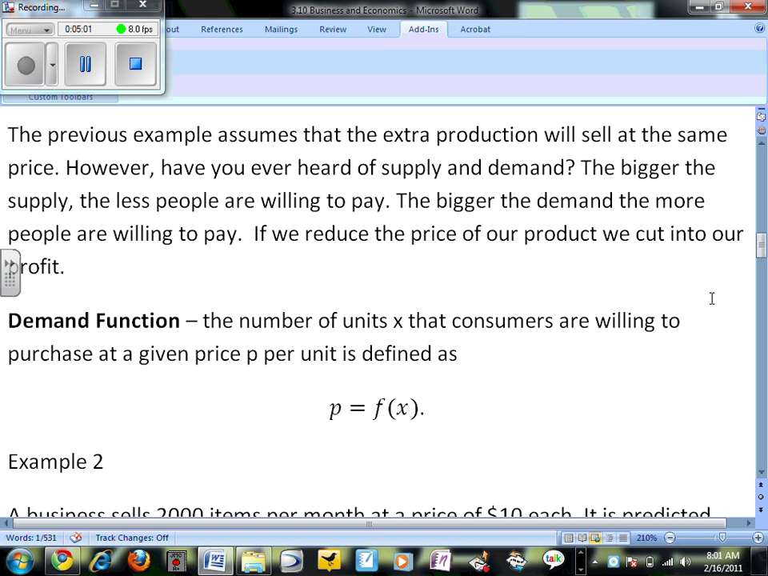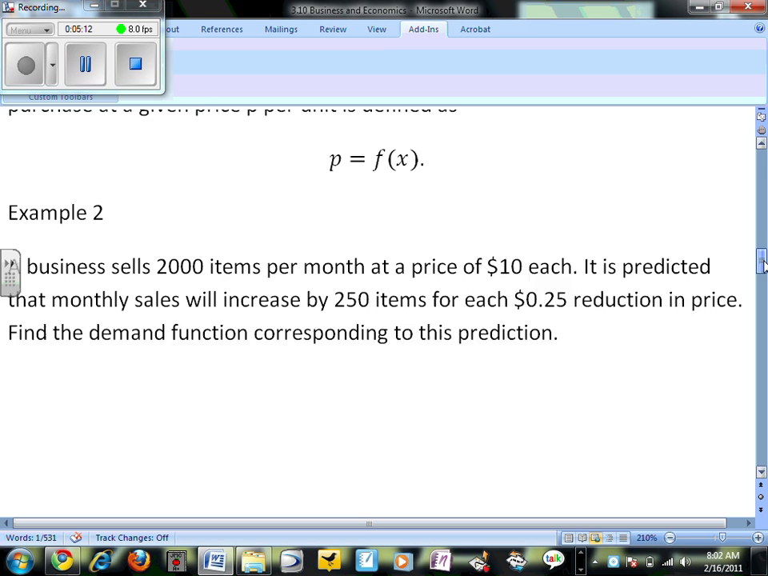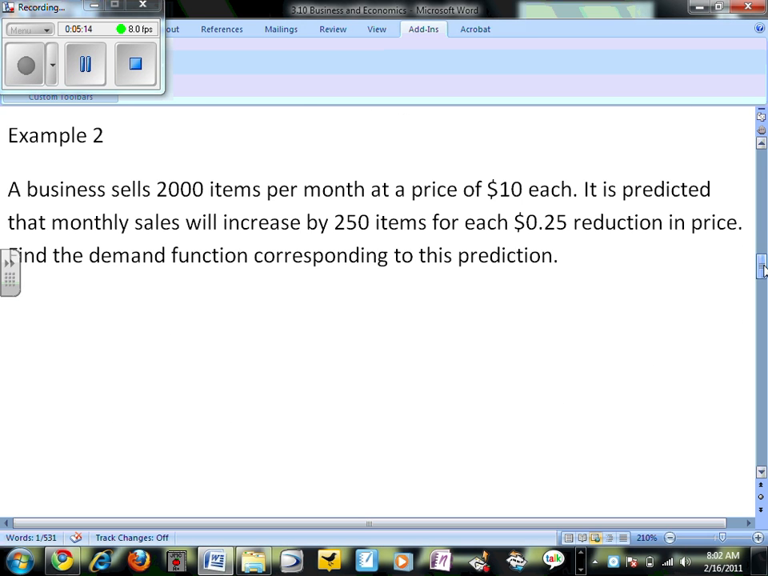So the demand function is the number of units X that consumers are willing to purchase at a given price P per unit, defined as a function of X. So let's look at this example here. A business sells 2,000 items per month at a price of $10 each. It is predicted that monthly sales will increase by 250 items for each 25-cent reduction in price. Find the demand function corresponding to this prediction.